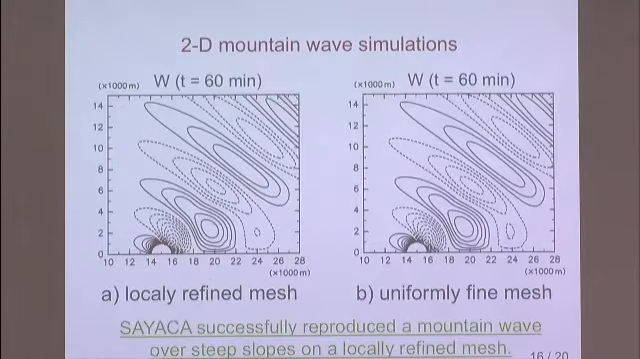So this is the flow result on the locally refined mesh, and the result is compared to the uniformly refined mesh as a proxy of the exact solution. As you can see, the model successfully reproduced a smooth and accurate mountain wave comparable to the uniform fine-grid computation.